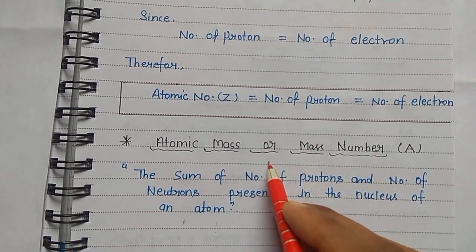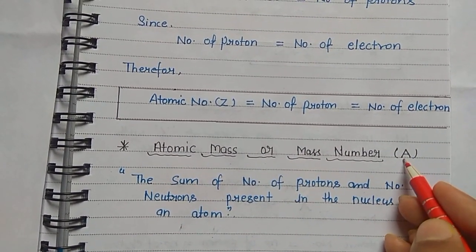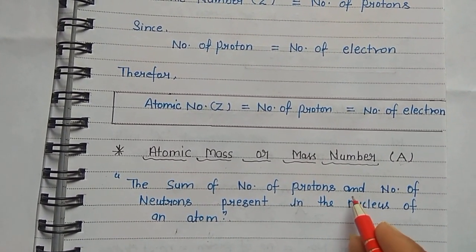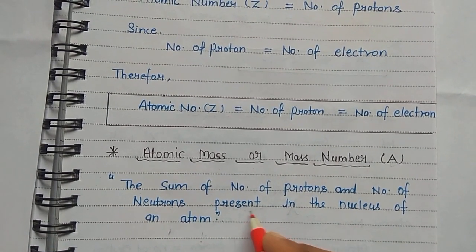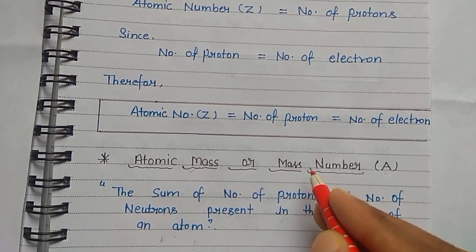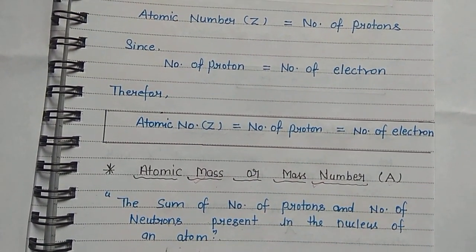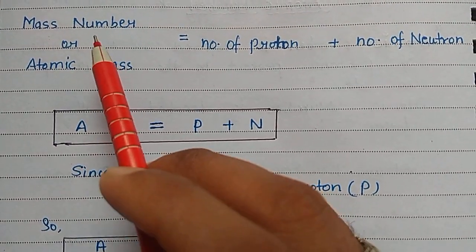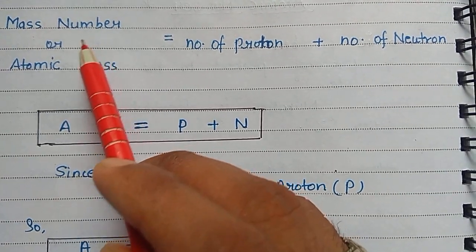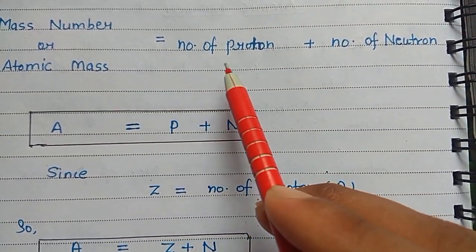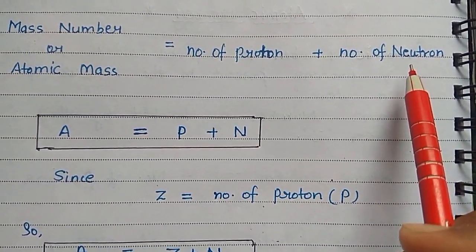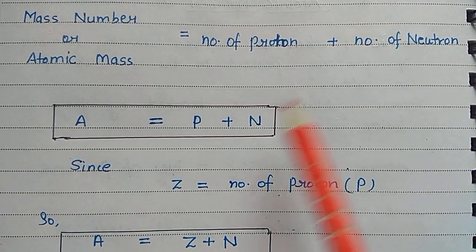Atomic mass or mass number is represented by capital A. The sum of the number of protons and the number of neutrons present in the nucleus of an atom is called atomic mass or mass number. From the definition, we can write mass number or atomic mass is equal to the number of protons plus the number of neutrons present in the nucleus of an atom.